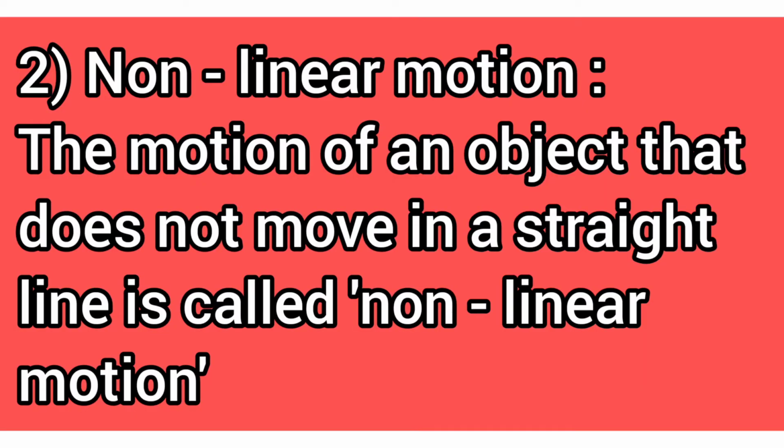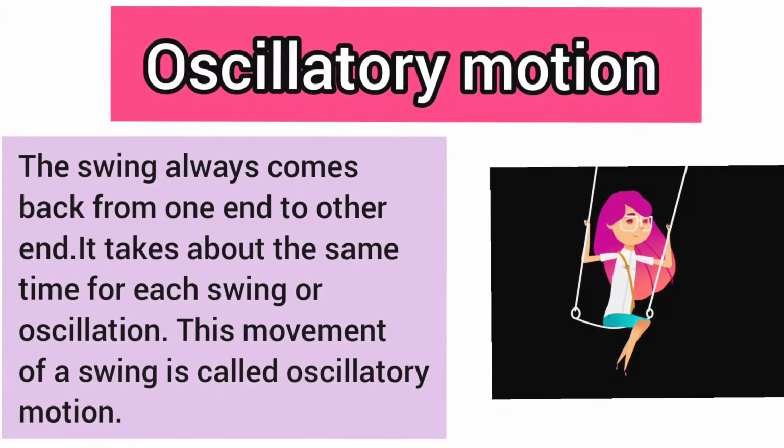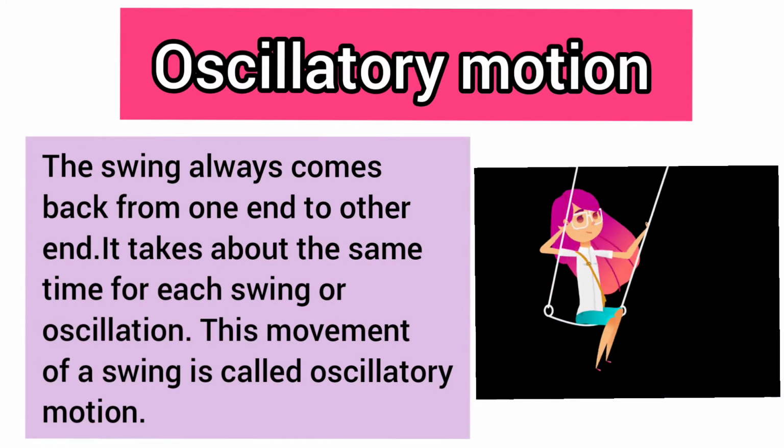Children, basically there are two types of motion. First one is linear motion and another one is non-linear motion. So far we have studied types of linear motion, which are uniform linear motion and non-uniform linear motion. Now we will see the types of non-linear motion like oscillatory motion, circular motion, periodic motion and random motion. Let us see what is oscillatory motion.